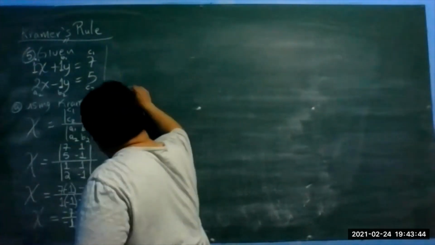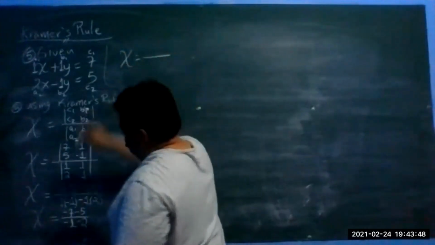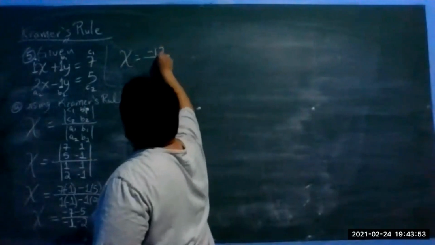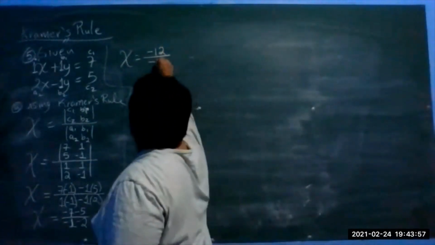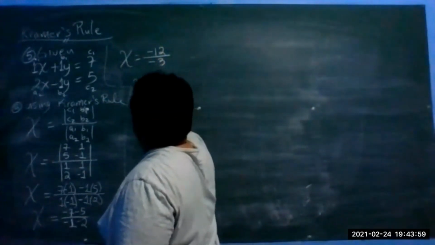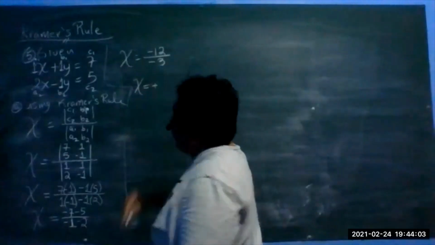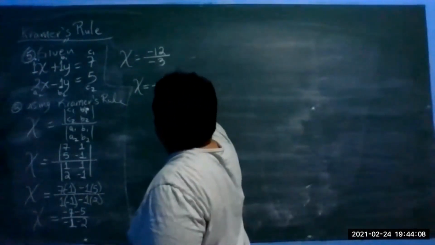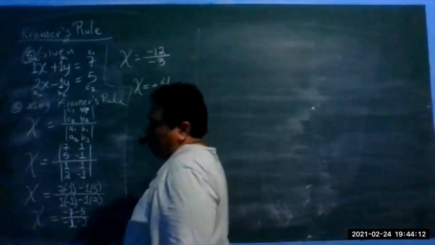So, x then is equal to -7 minus 5, that's -12, over -1 minus 2, that's -3. So x is equal to a negative divided by a negative is a positive, and 12 divided by 3 is then 4. And that is my first answer.